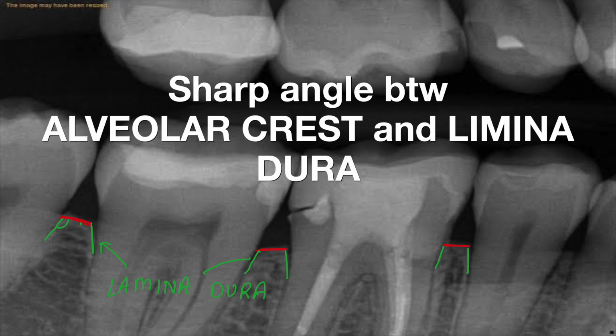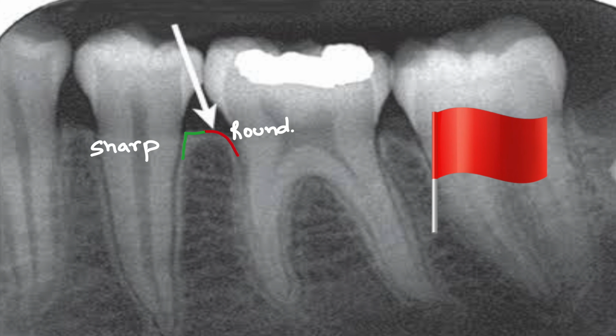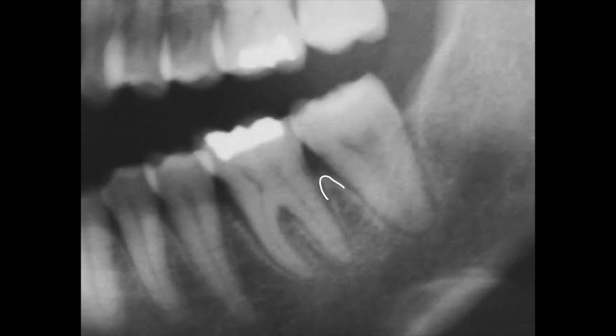And here's the important part. The alveolar crest is continuous with the lamina dura, and they meet at a sharp angle. If these sharp junctions start to round off, that's a red flag. It's often an indicator of periodontal disease, so we need to pay attention to those subtle changes.